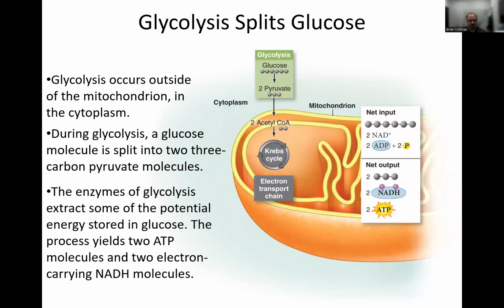So glycolysis, we're going to focus on it and kind of work our way through all of these steps. As we said, it occurs outside the mitochondrion, in the cytoplasm. It splits the glucose into 2 pyruvates. Pyruvates, again, are just cleaved portions of the glucose, breaking it down into smaller particles. The enzymes of glycolysis extract some of the potential energy stored in glucose, and the process itself yields this. What do we get out of it? We get 2 NADHs, 2 of these pyruvates, and 2 ATP. Okay, so that's what we get out of it. So remember, we're looking for 36 molecules of ATP. So glycolysis only produces 2.